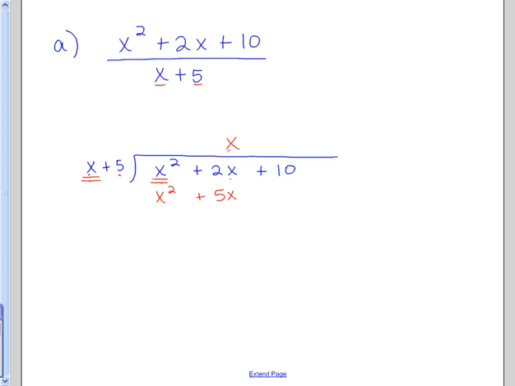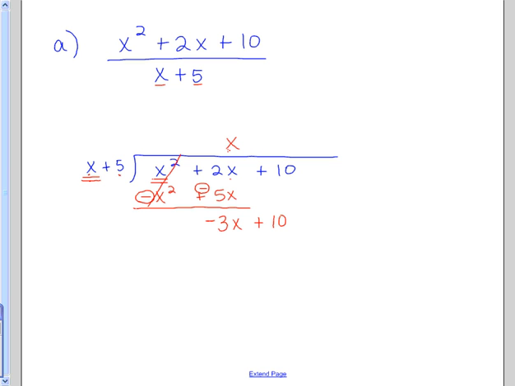Then what is your step after multiplication? Subtract. When you subtract polynomials, it means you change the sign of both terms. So this will become a negative, and the 5x will become a negative. So I circle those to show that I changed the signs of both of those terms. The x squareds will subtract out, which is exactly what you want to happen. 2x minus 5x would be a negative 3x. Bring down the next term, plus 10.